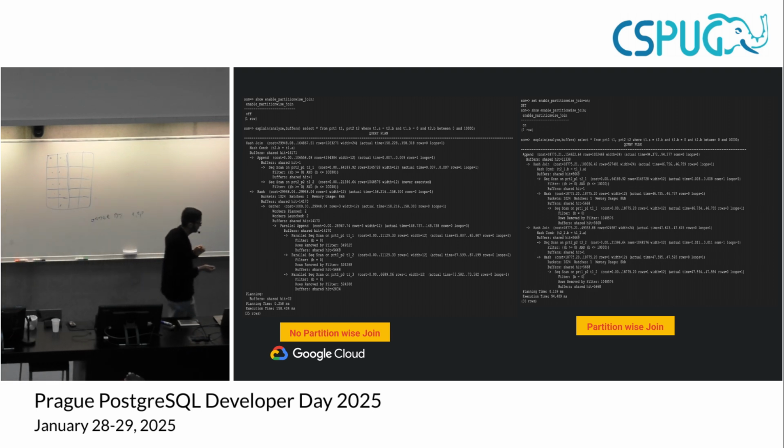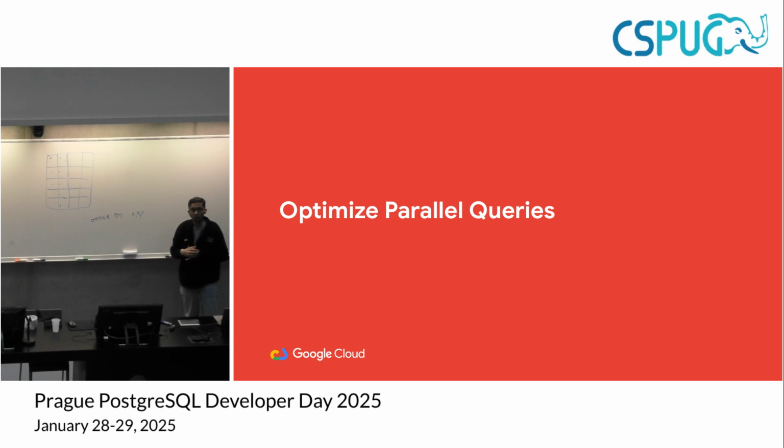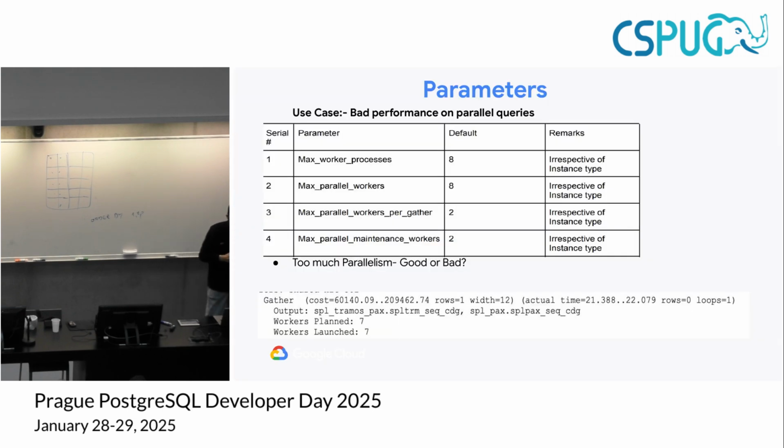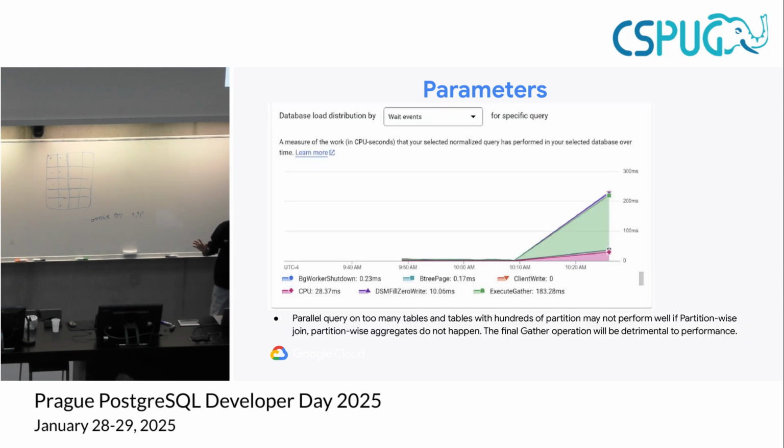Just imagine if you have partitions with, say, hundreds of millions of rows or billions of rows, how much of a performance improvement you will get with partition-wise join. And to optimize parallel queries, I would always say set max worker processes and all these parameters properly.